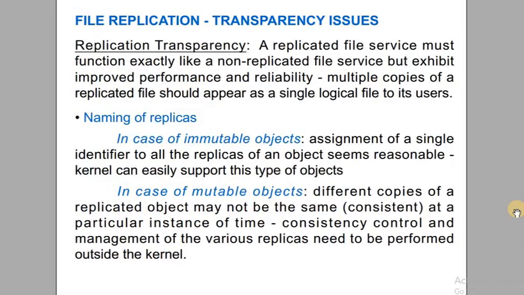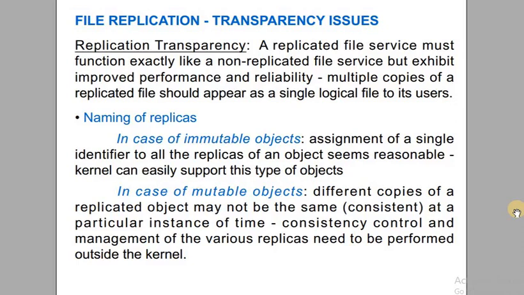Then we come to file replication transparency issues. So replication transparency, what does it mean? A replicated file server must function exactly like a non-replicated file server service, but exhibit improved performance and reliability, and multiple copies of a replicated file should appear as a single logical file to its user.